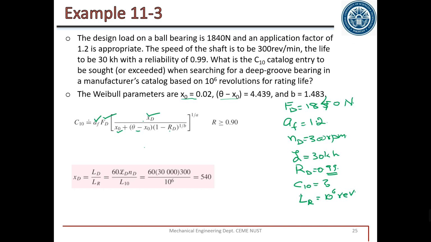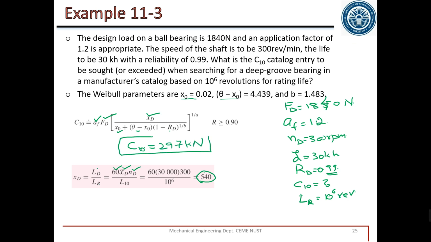And what is xd? xd is the ratio between desirable life and rated life. Desirable life is 60 times the number of hours times revolutions per minute, divided by the rated life, and this will give us xd. Substituting this value and all the other values in this equation, we get the value of C10. The value of C10 in this case is 29.7 kilonewton.